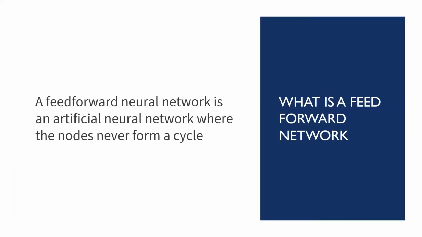What is a feed-forward network? A feed-forward neural network is an artificial neural network where the nodes never form a cycle. This kind of neural network has an input layer, hidden layers, and an output layer. It is the first and simplest type of artificial neural network.